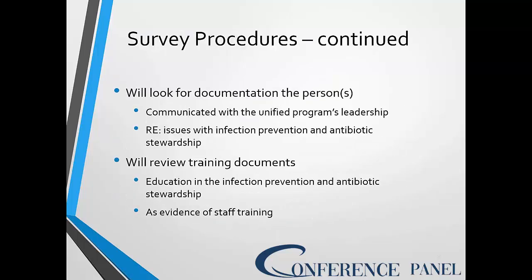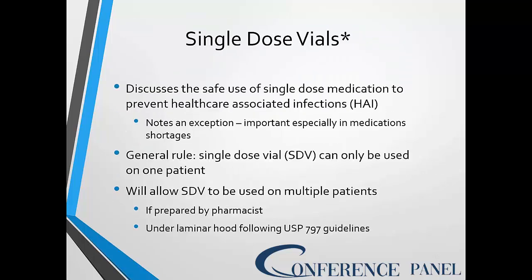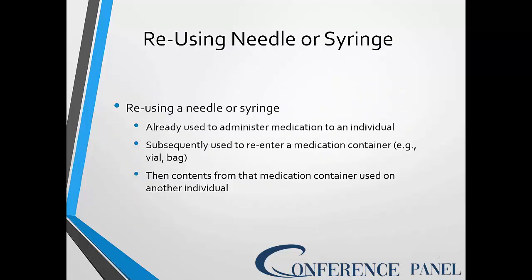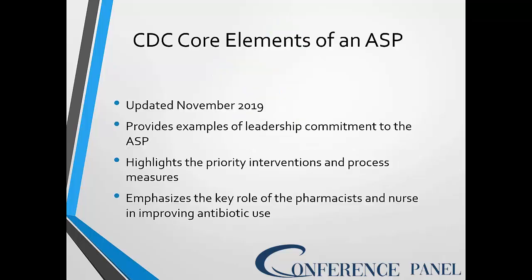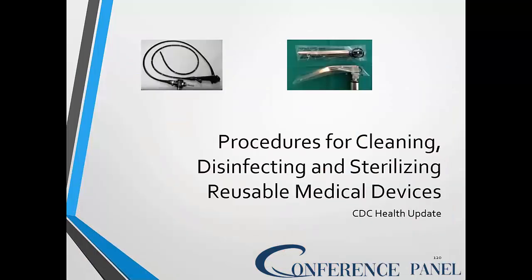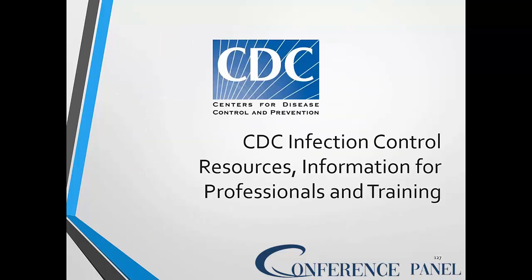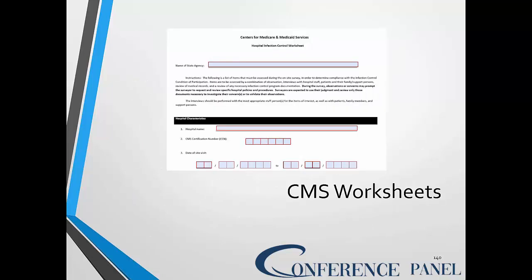So I'm just going to talk now about a few memos on infection control. Insulin pens. The next one is single-dose vials. Breaches, infection control breaches. The memo came out. Legionella. That's one that we still have to report. I want to talk briefly now about the CDC, the ASP, and the core elements. They updated it in 2019. And then we want to talk about disinfecting, cleaning, or sterilizing of our reusable medical devices. You always want to separate what's critical and what's semi-critical items. Infection control resources, there are changing sections on PPEs. And then I just want to wrap up with some of the other things.